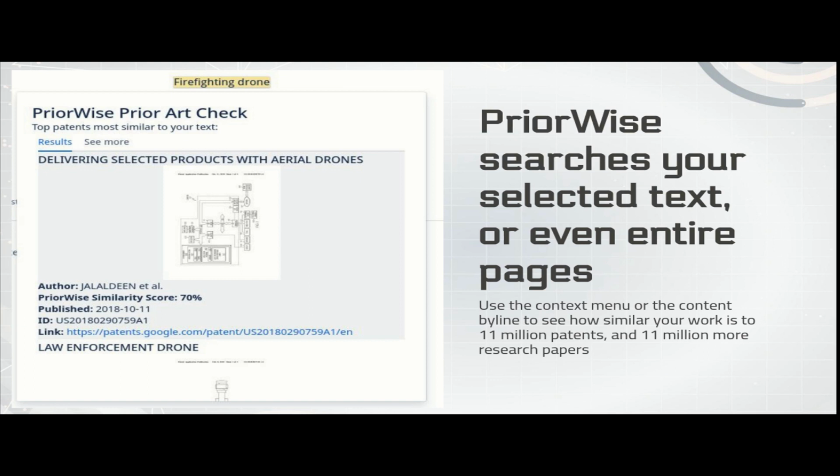PriorWise uses Forge to search your selected text via a context menu invocation or search your entire page for similar patents from a content byline invocation. It compares your text to 11 million patents from the United States Patent Office bulk dataset and 11 million research papers from the Semantic Scholar Research Corpus dataset.